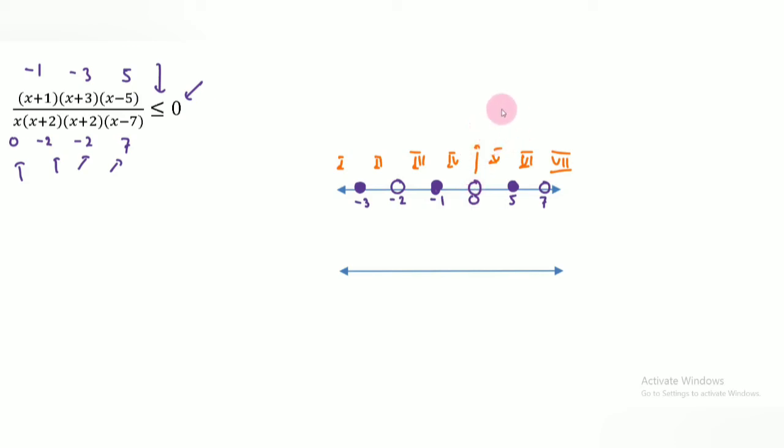So let me just use 1. 1 comes from the 5th area. Let me use this one. This is a border, this is a border, this is a border, this is a border.